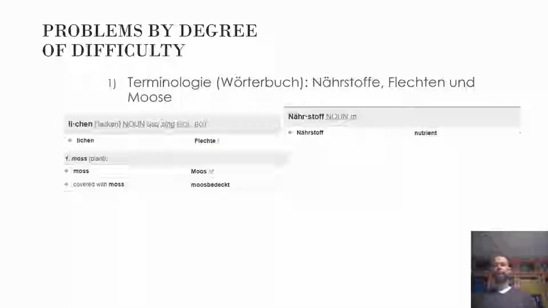Okay, I'm now going to look at some of these translation problems one by one, and I've ordered them by degree of difficulty. This is subjective, of course, but I think we can all agree that terminology usually poses no problems. And here we can simply look up words in a dictionary, and what we find is, for instance, that Flechte is lichen in English, and Moos is moss, if we didn't know already, and Nährstoff is nutrient. So that's settled.